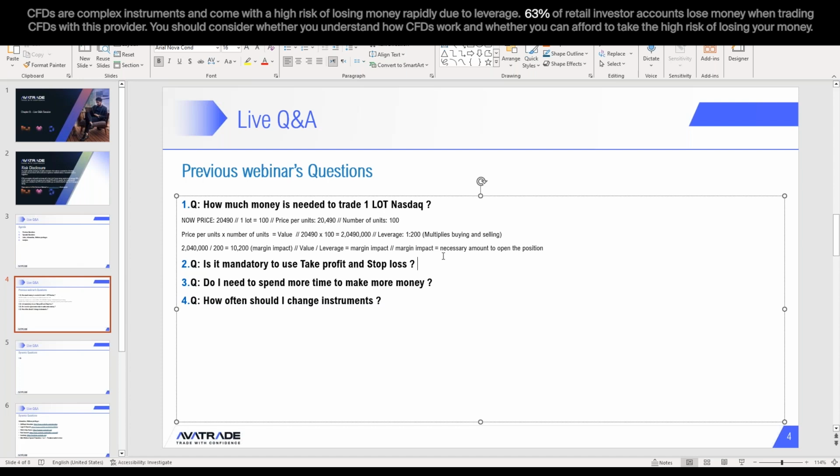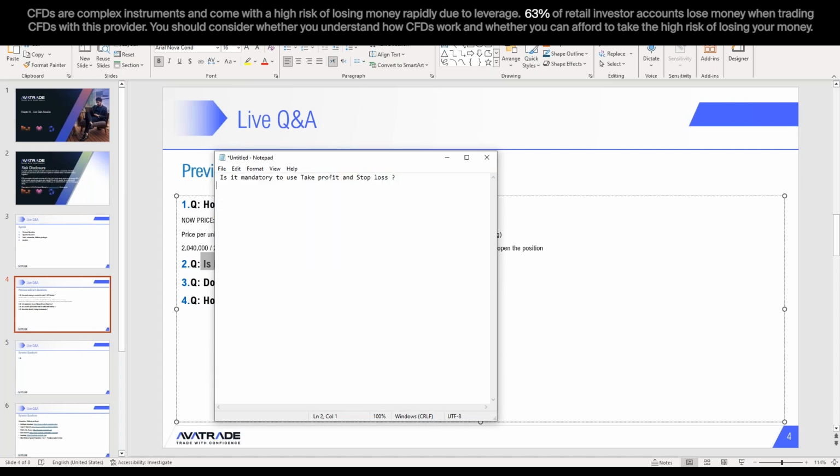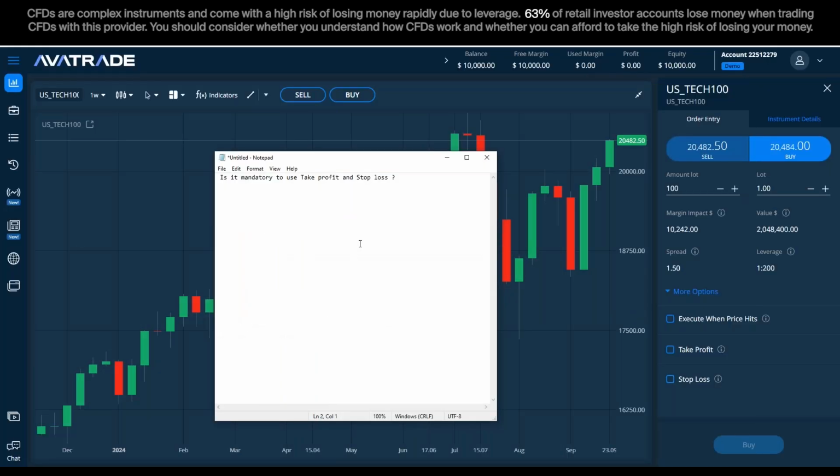All right, is it mandatory to use take profit and stop loss? Where is our notepad? Okay, the answer for this, first of all, I would like to see what the audience is thinking. What do you think, guys? Is it mandatory to use or not?